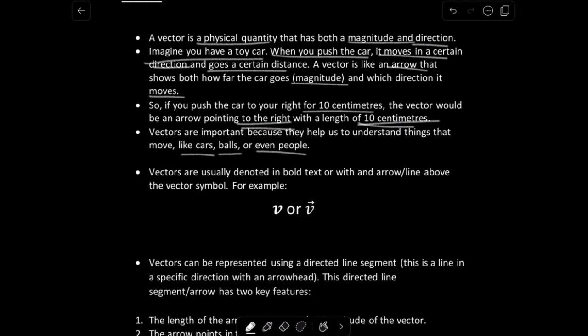So a vector is denoted usually in bold text or with an arrow or line above the vector symbol. In this lesson, I'm going to use this notation. So I'm going to have the vector v, for example, and then it's going to be a line. It's just easier for me to draw. And you can also have an arrow. When you are writing out vectors, it's kind of difficult to write in bold. But when you're typing it out, this V is in bold. So you can have it in bold, but when you're writing, the easiest way is to use an arrow or line above the vector.